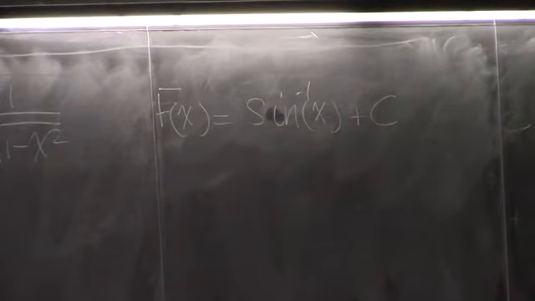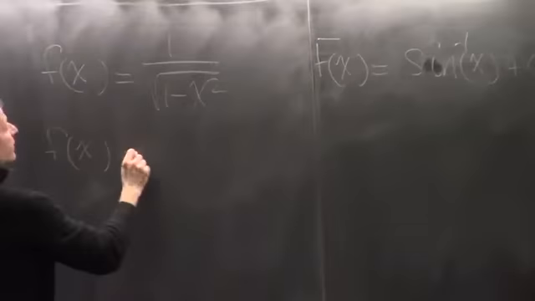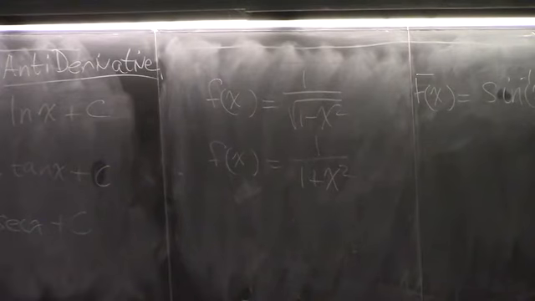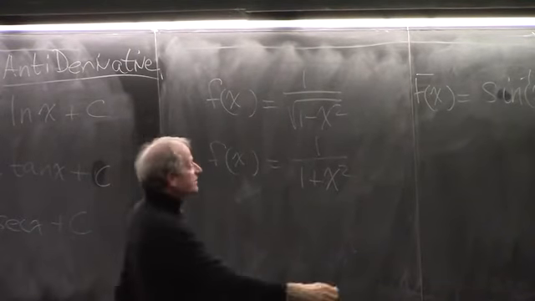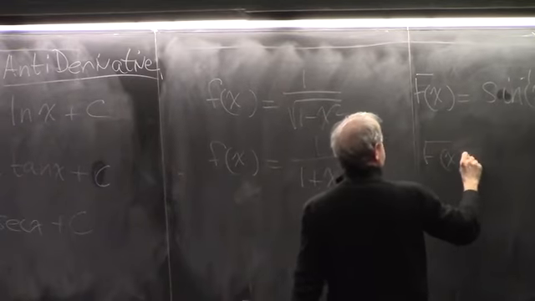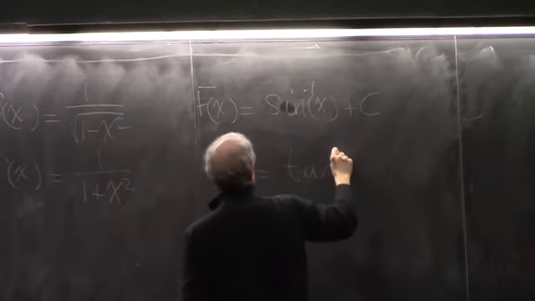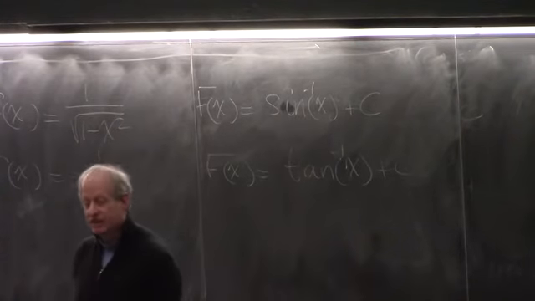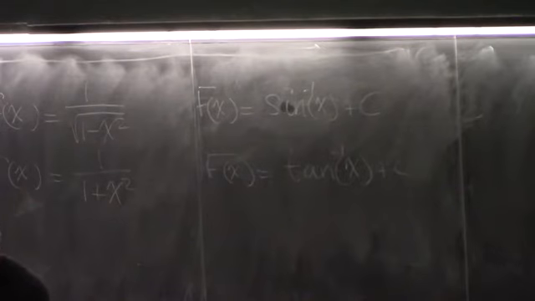Let's see. How about f of x is 1 over 1 plus x squared. Tan inverse of x. The derivative of arc tan or inverse tan is 1 over 1 plus x squared. We're almost done. Okay, let's do a couple of fun practice problems. We'll make sure we can do it.